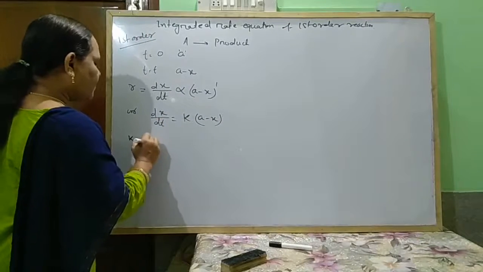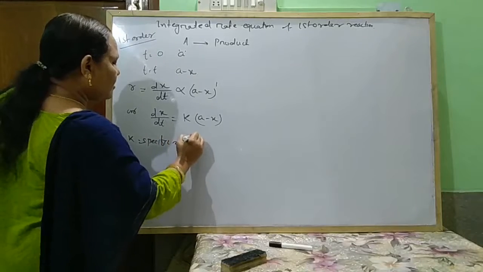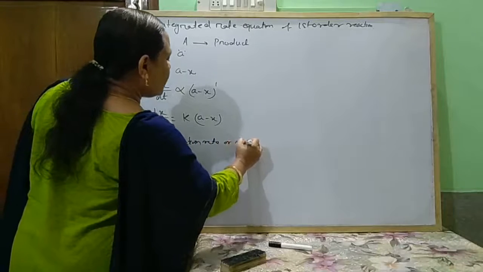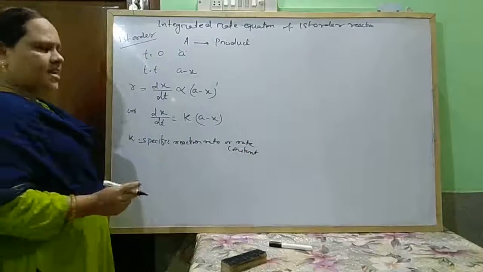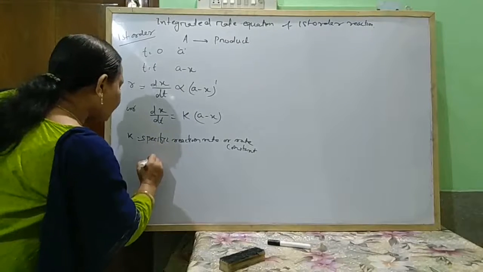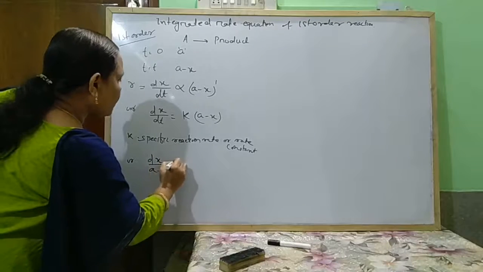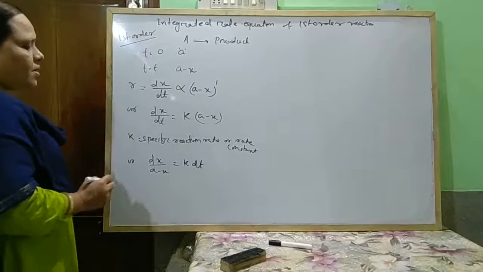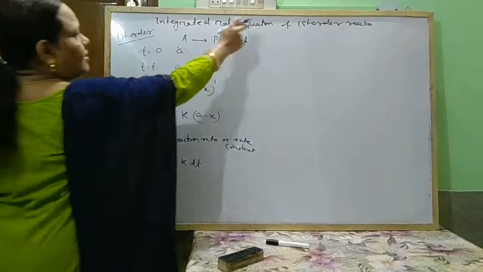So what is this k? This k is the specific reaction rate or rate constant of this reaction. Just rearranging this equation, we get dx by a minus x equal to k into dt. Now we have to get the integrated rate equation.